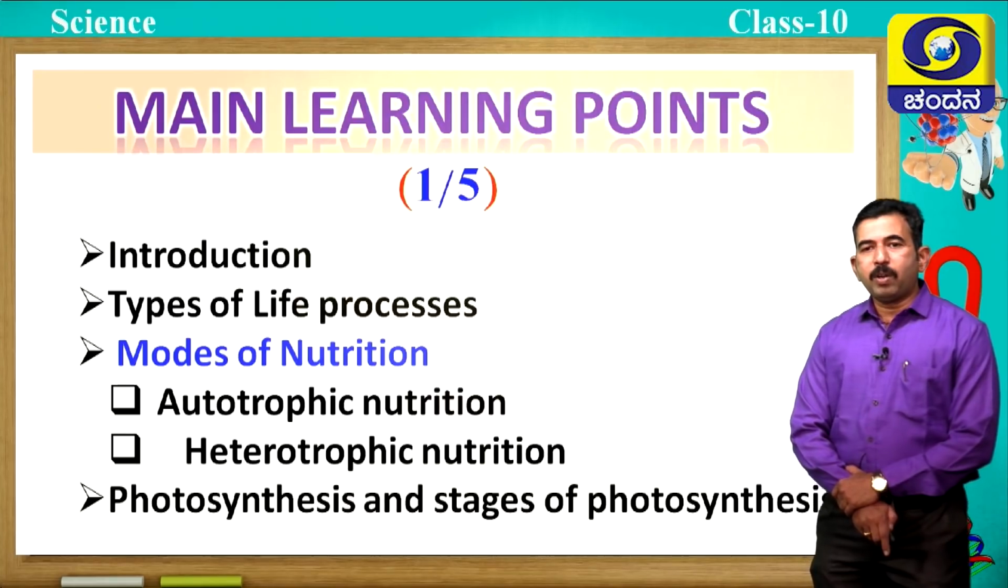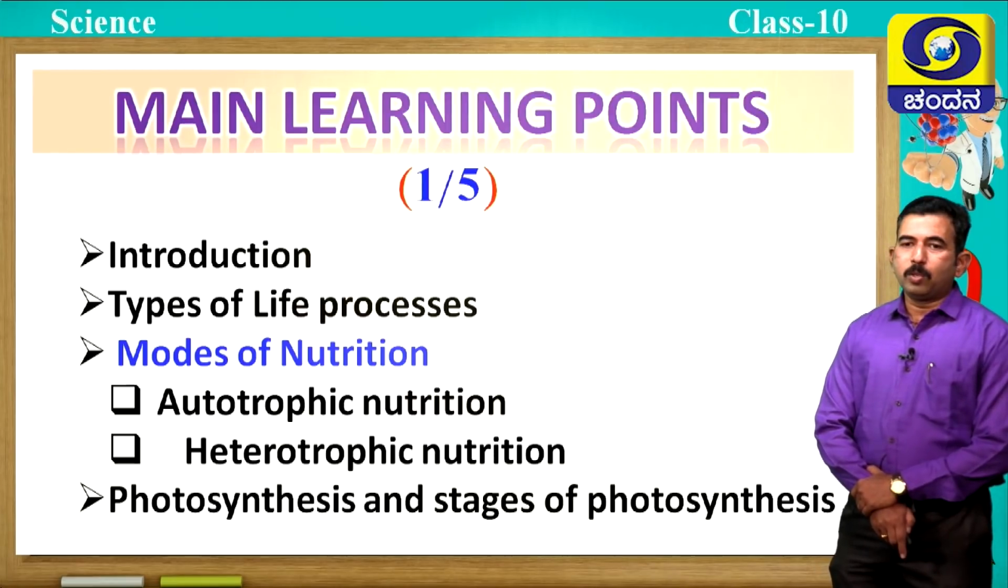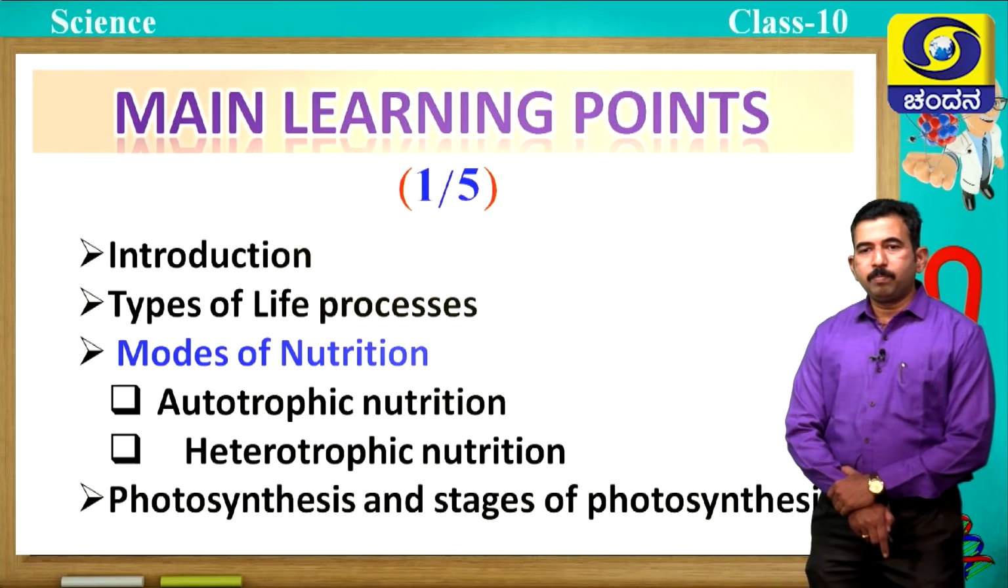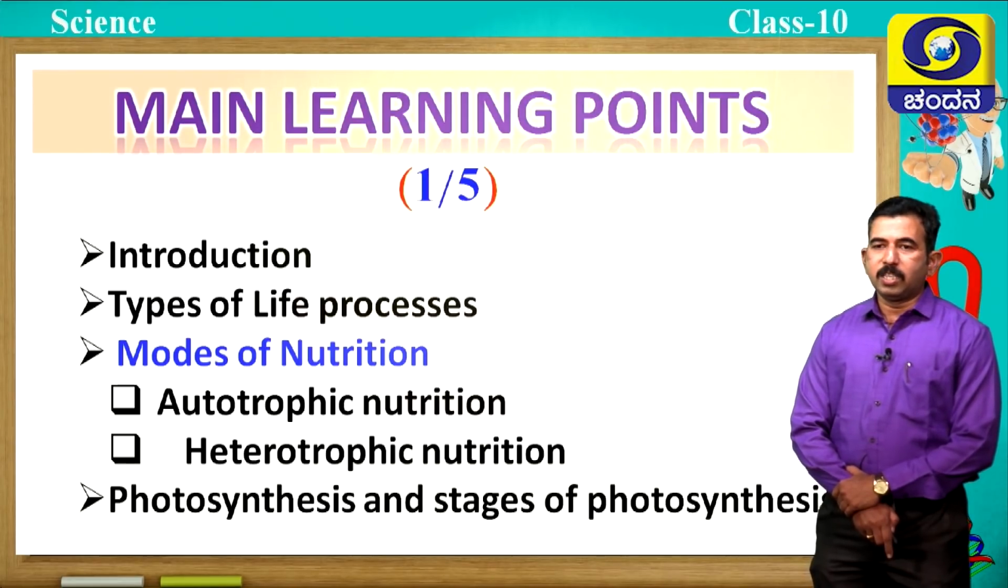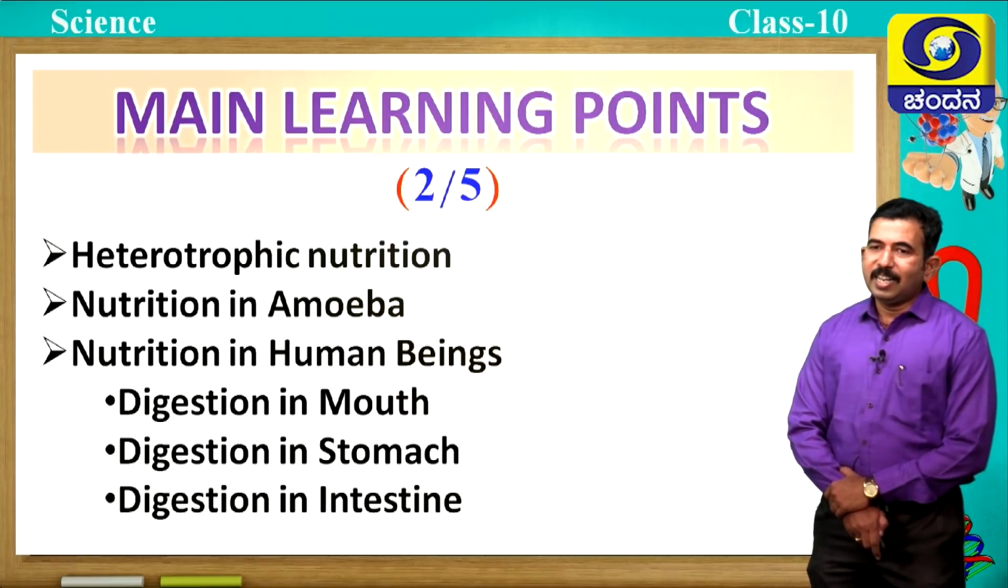The main learning points we are going to study in the first session are introduction to the life processes, types of life processes, modes of nutrition. In that we are going to discuss autotrophic and heterotrophic nutrition, photosynthesis and stages of photosynthesis. In the second session, we are going to discuss mainly heterotrophic nutrition, nutrition in amoeba, nutrition in human beings, especially digestion in mouth, digestion in stomach and digestion in intestine.